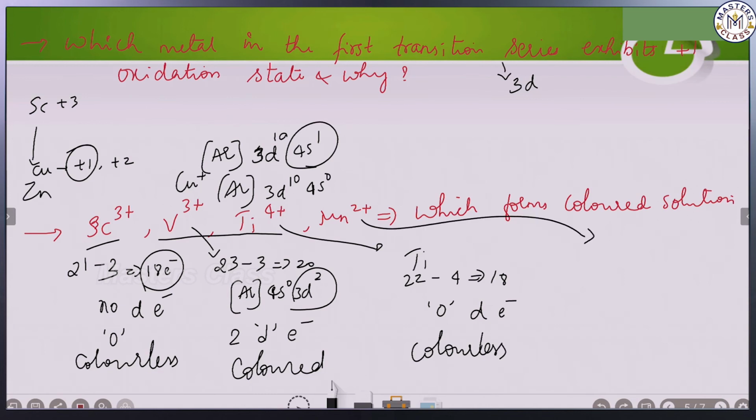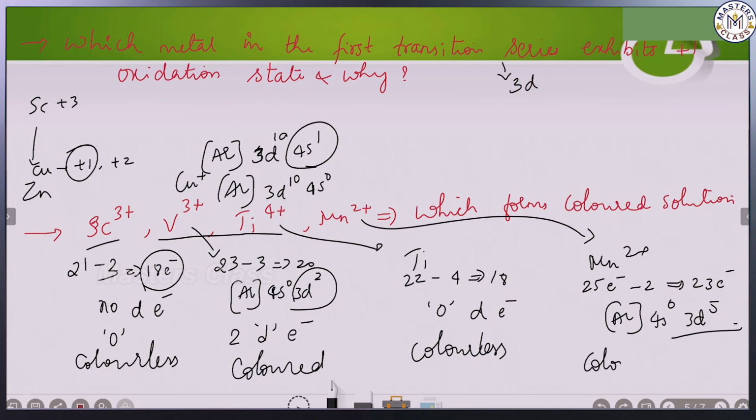So Mn2+, it has 25 electrons minus 2, so it will still have 23 electrons. So 4s0, 3d5. Okay, so 5 unpaired electrons will be there, and hence it is colored. This is how the orbitals will be present, so we can see color.